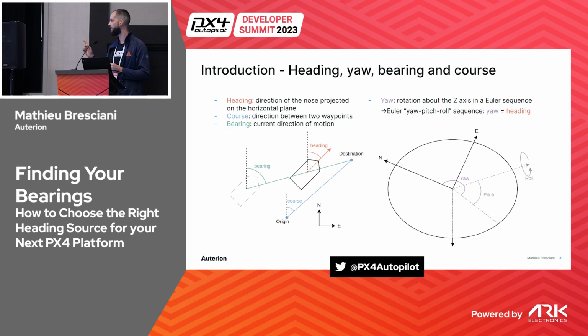Another one that we also use quite a bit is the yaw. Sometimes in PX4 we mix them up a bit. There is a reason for that: the yaw is the rotation about the z-axis in a Euler sequence, so yaw pitch roll or roll pitch yaw or whatever sequence you're using. And in the specific case that we use in PX4, which is yaw, pitch, and roll, the yaw is actually the same as the heading. So that's why we can say either yaw or heading. But that's only true if you use that rotation sequence.